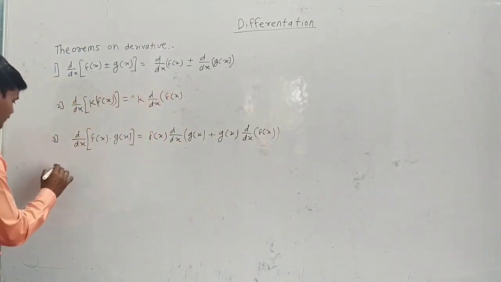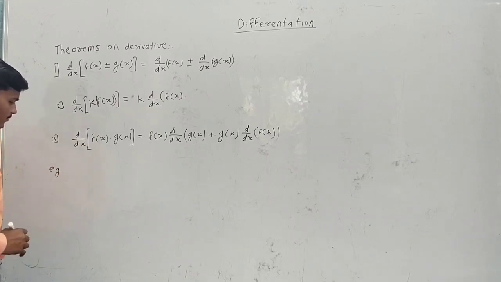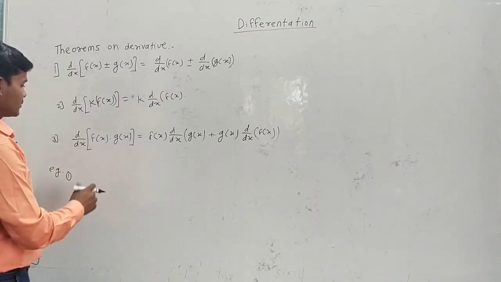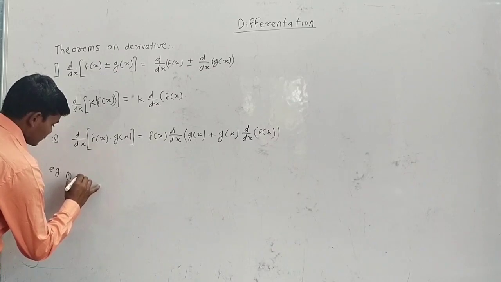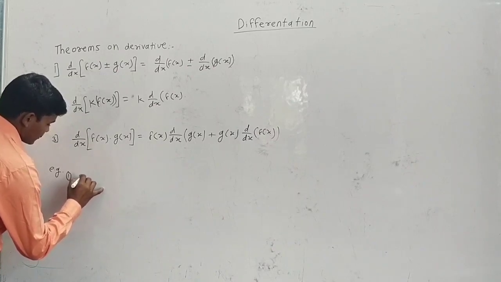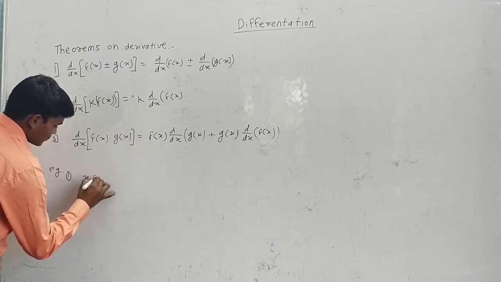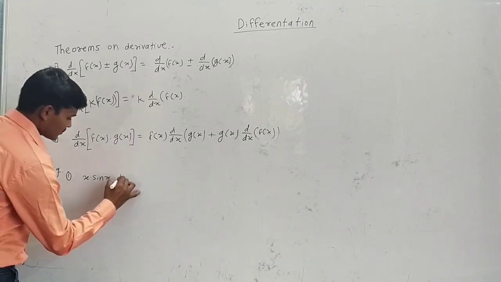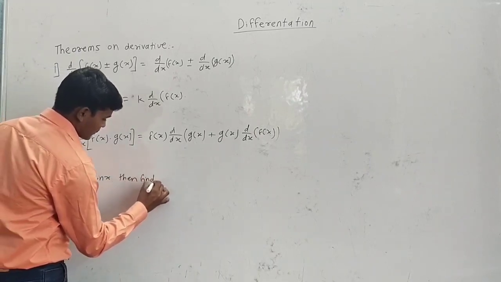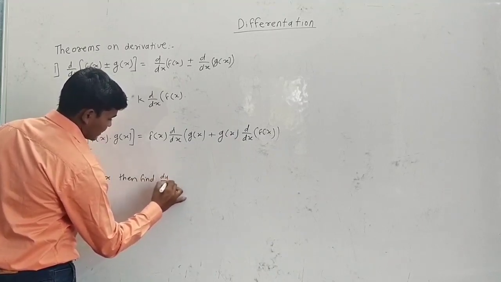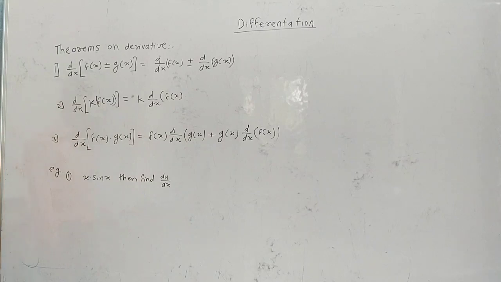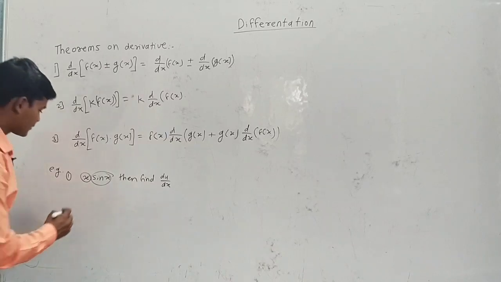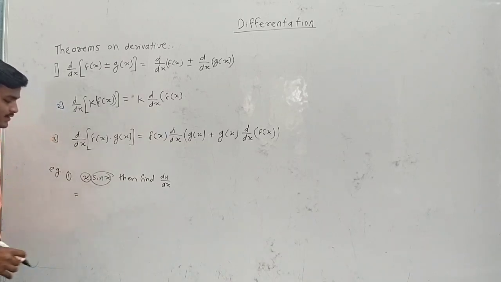Now take some examples. An example on this: y equals x into sin x, then find dy by dx. We have these two terms, x into sin x.